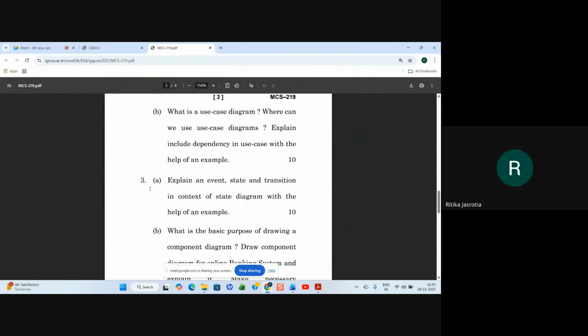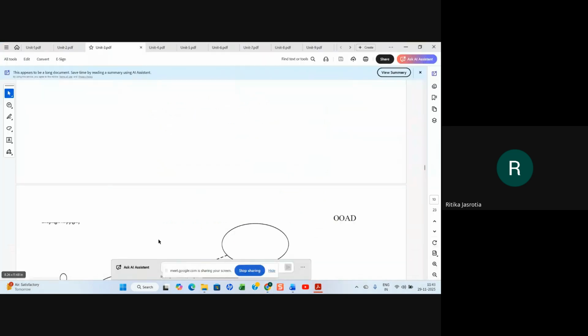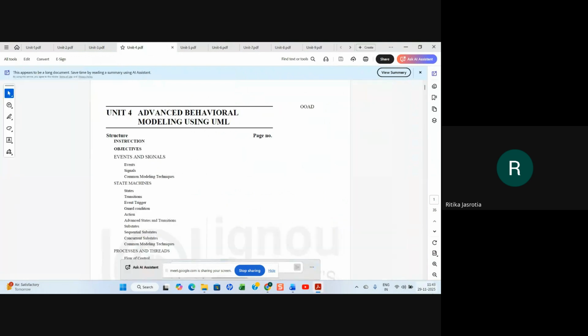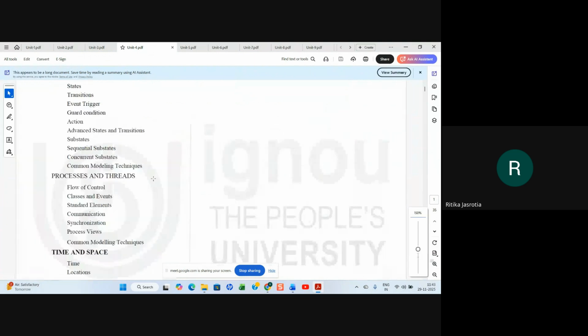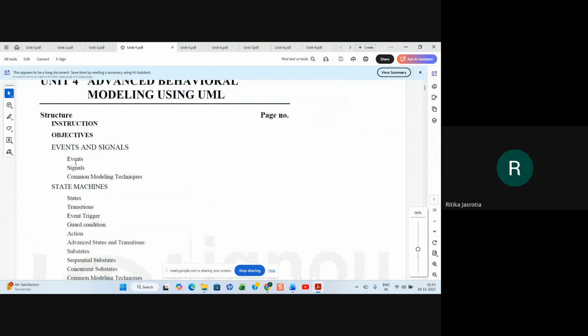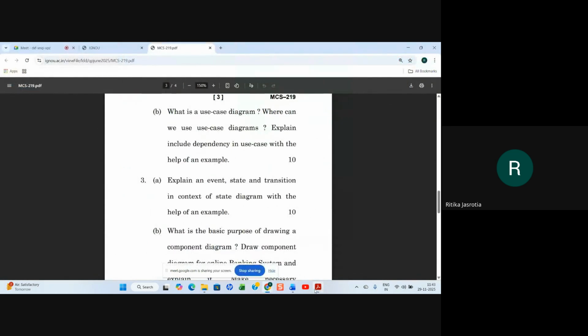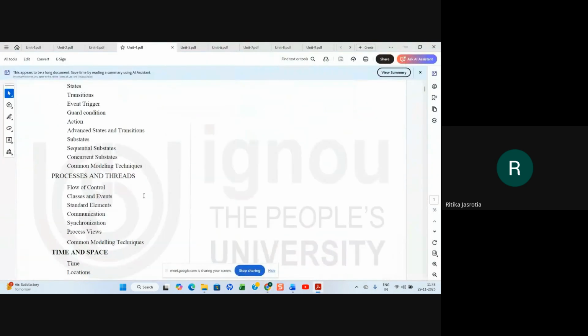Then third question. Again, second, third, fourth, and fifth, you have to do any three. You can leave one question. So third is: explain an event, state, and transition in context of state diagram with the help of an example. So again, I think state diagram, here in block 1 unit 4 it is given. It was asking you event, state, and transition. So it is given here.